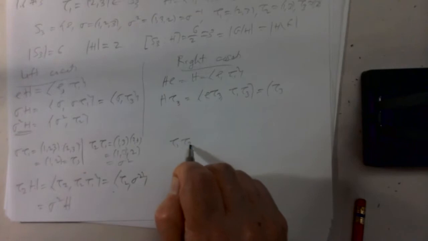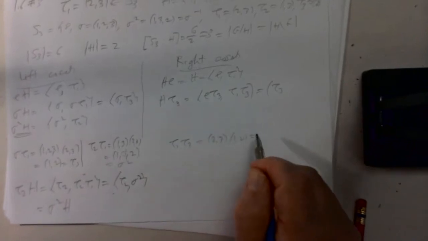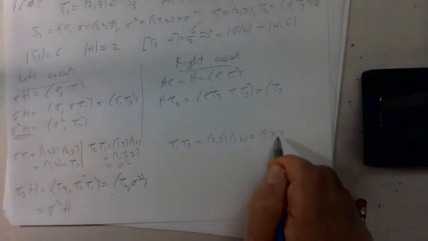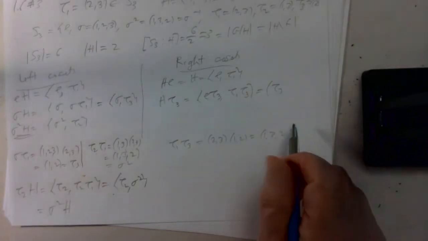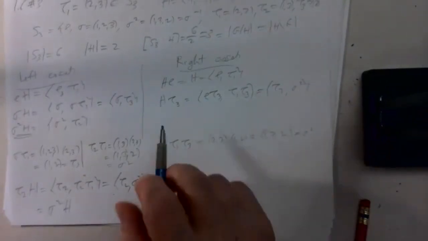What is tau 1 tau 3? That's 2, 3, 1, 2. So 1 goes to 2 goes to 3, 3 goes to 2, 2 goes to 1, which is sigma squared. So this is tau 3 and sigma squared.